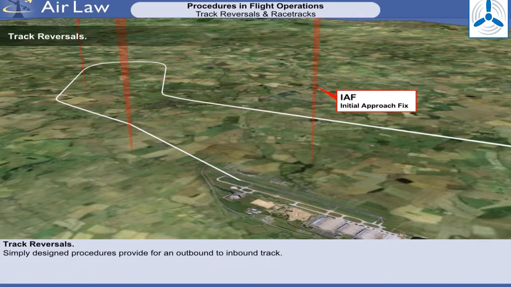A simple procedure should provide for an outbound track from the fixed facility, followed by a track reversal inbound back towards the runway. This is called a procedure turn or base turn. The standard procedure for track reversal is the procedure turn and is defined as a turn from outbound to inbound in which flown tracks are reciprocals. It has two variations, which we will show you.